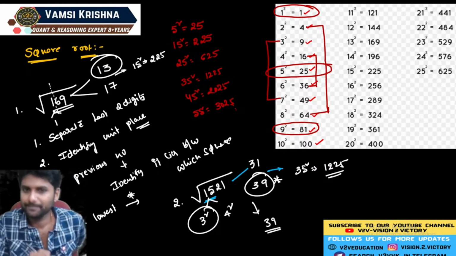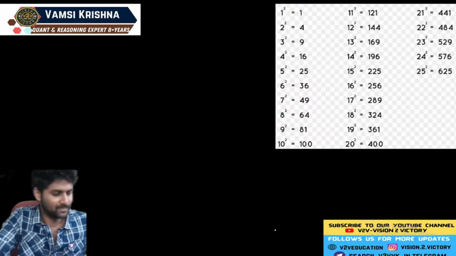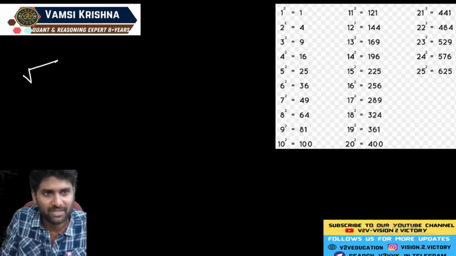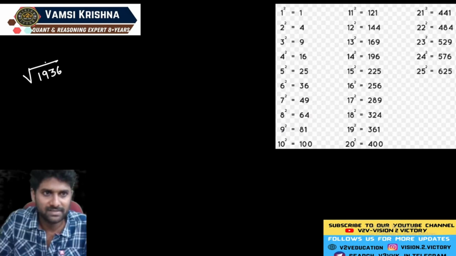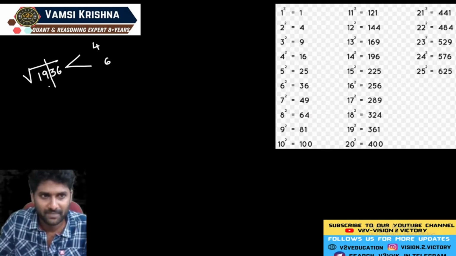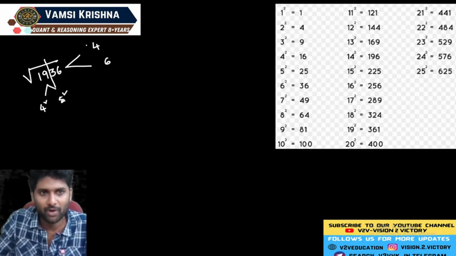Apologies for my mistake. So this is 39. Now, can anyone tell me what is the square root of 1936? See, separate the last two digits. 6 is the units place, so 4 or 6. So 19 lies between 4 square and 5 square. Minimum, you have to consider 44 or 46.